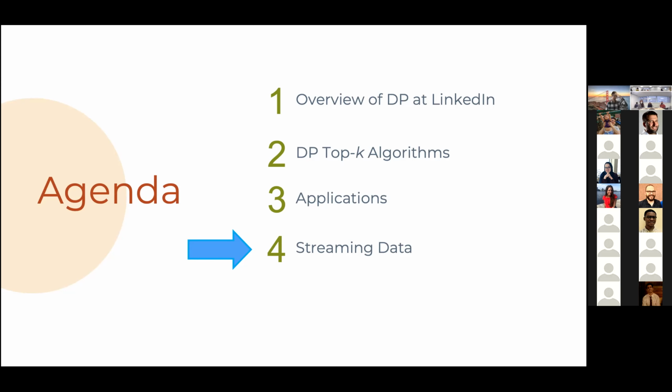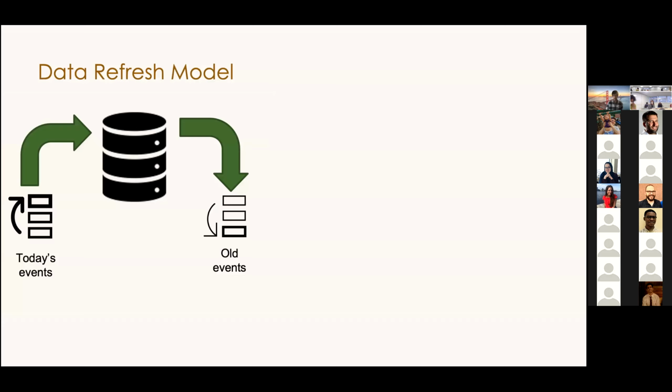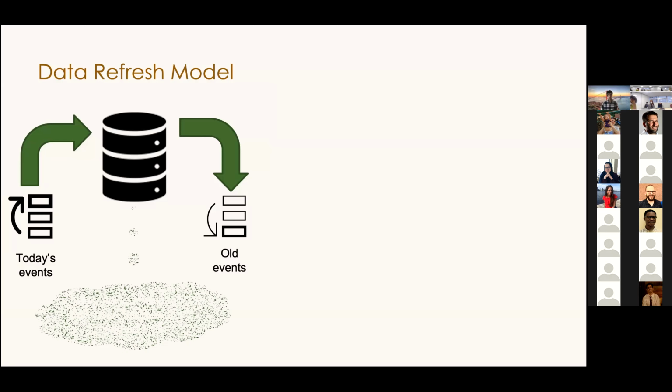So let me go on to some earlier work in this streaming data model. What I want to contrast here is what I finished off with in the last application, using this timestamp to ensure consistency in each result. I'll call that the data refresh model, where each day's events are thrown into the data in a batch, and some old events are dropped each day. But each day the data set is fixed.